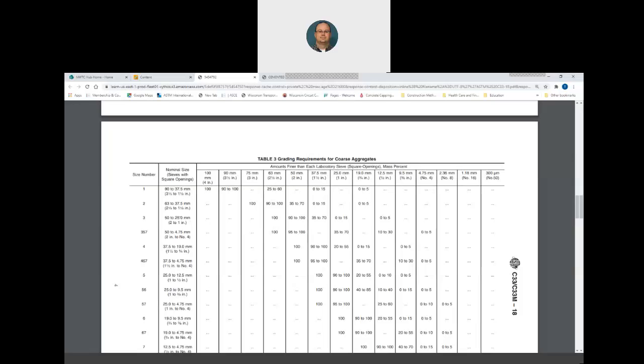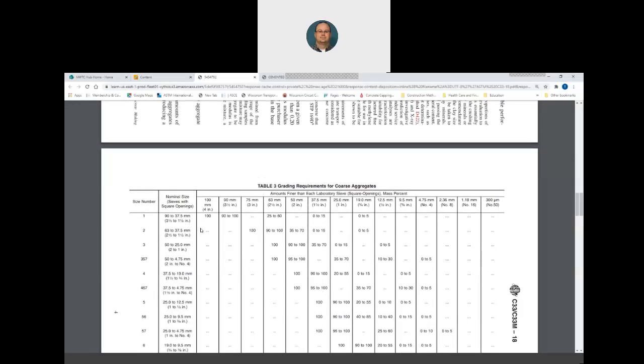So if I look at the 4-inch sieve, 100%. These are percent passing. 100% has to pass. This is my nominal size, 3.5. See this? 3.5, because we can have 90 to 100% passing the 3.5 inch. There's no spec for 3-inch, and then we need 25 to 60% passing the 2.5 inch, and then 1.5 we need 0 to 15, 3/4 0 to 5, okay, and so forth.